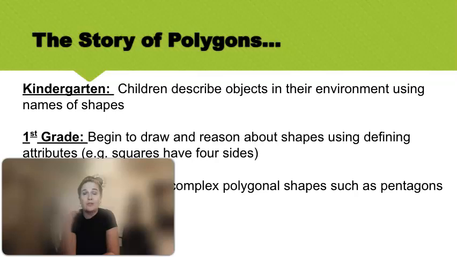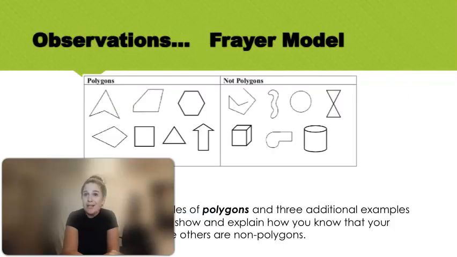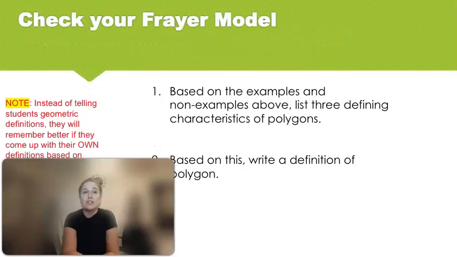We'll talk about where students are on that Van Hiele geometry learning development pyramid. And we're going to talk about what's a polygon and what's not a polygon. This is an important distinction. And when we investigate things through pictures, it's easier for us to understand the definition than if we're just given a definition. And the same is true for students. So we're going to look at our Frayer model on what's a polygon, what's not a polygon, and we're going to come up with our own definition.